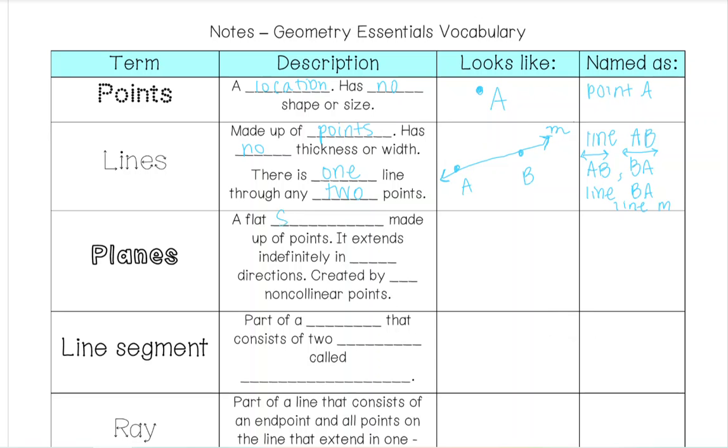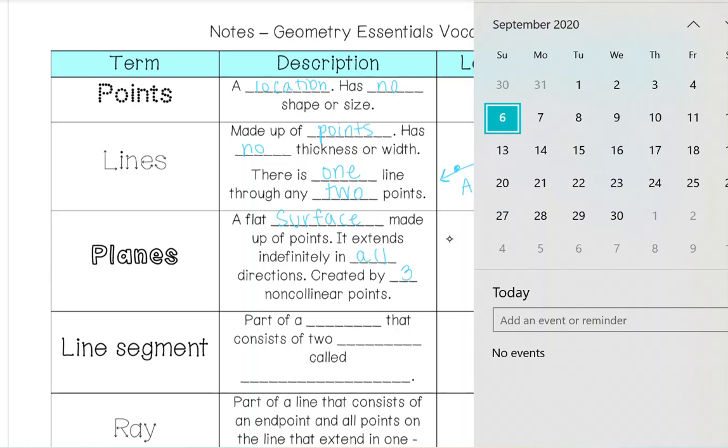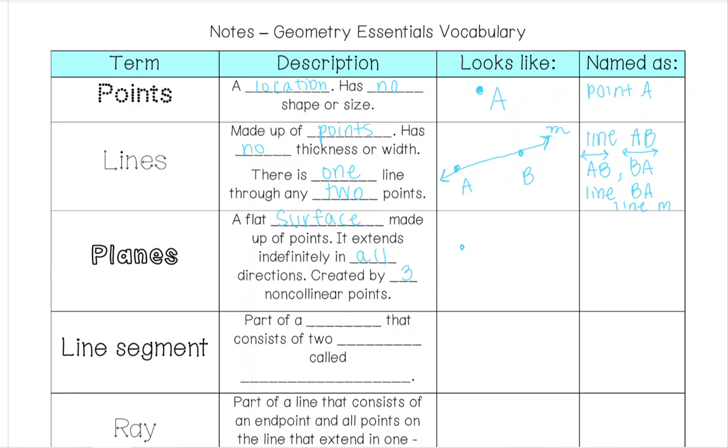A plane is a flat surface that is made up of points. It extends indefinitely in all directions. They're created by 3 non-collinear points. We haven't defined collinear, but we will later in this video. What I mean by a plane, sorry about the calendar, is we have point A, point B, and point C.